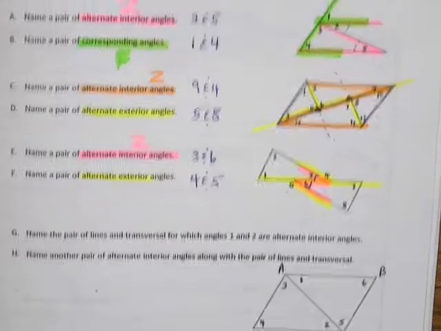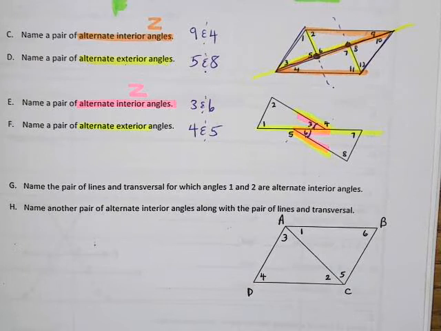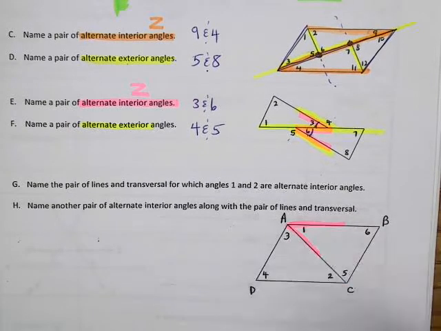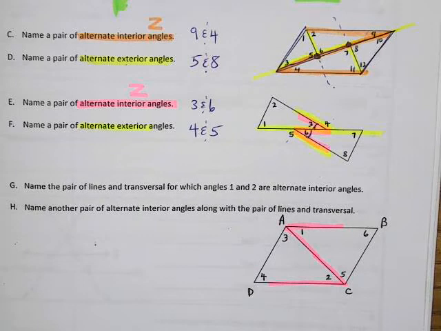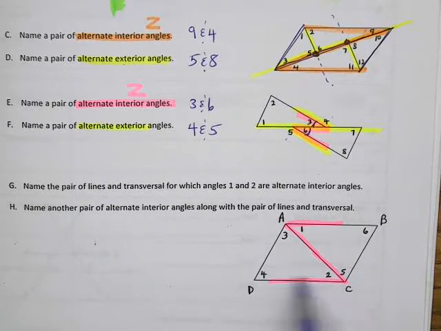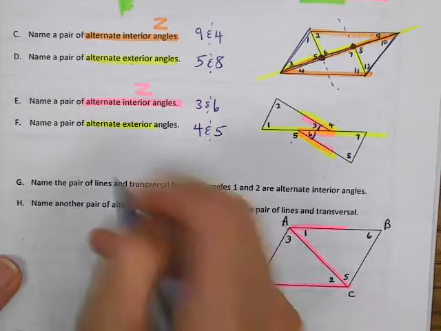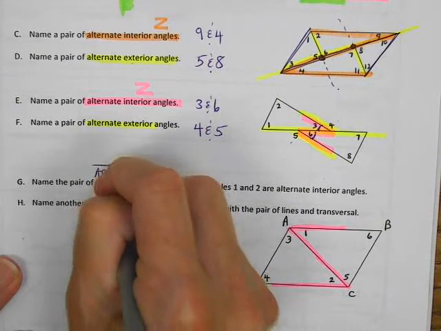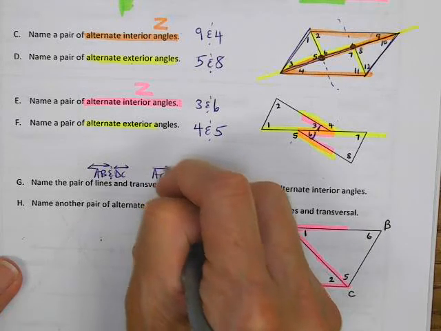All right, last ones here. I know this is getting long. Name the pair of lines and transversal for which angles 1 and 2 are alternate interior. So let's trace them. Here's angle 1. Here's angle 2, right? Hopefully you can see the Z. So these would be my two lines and this would be my transversal. So my lines are AB and DC. And my transversal is this segment, which is AC.